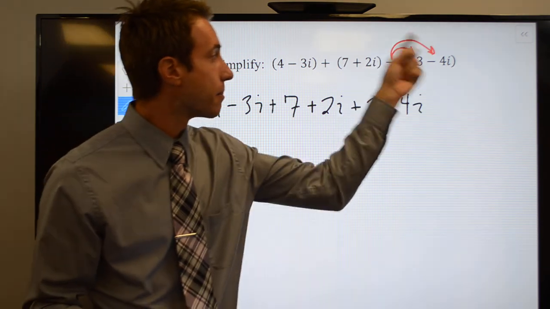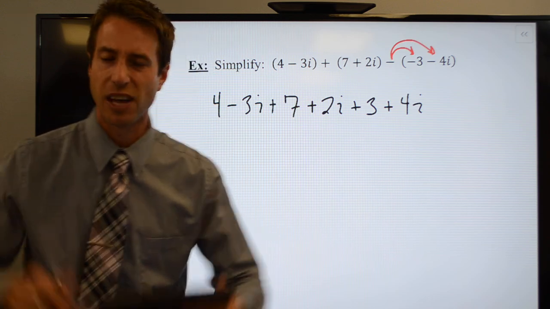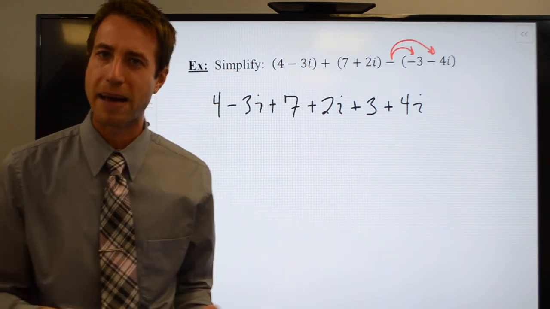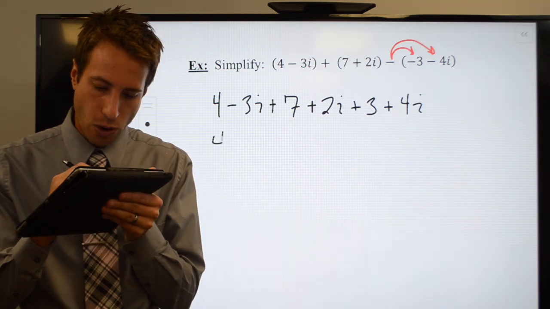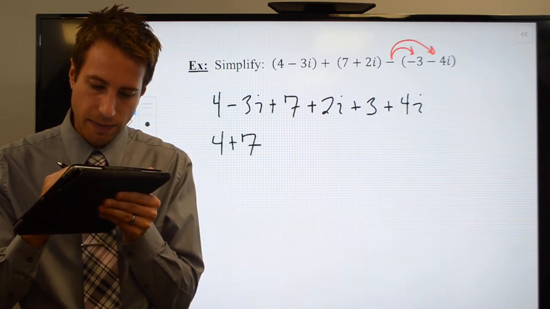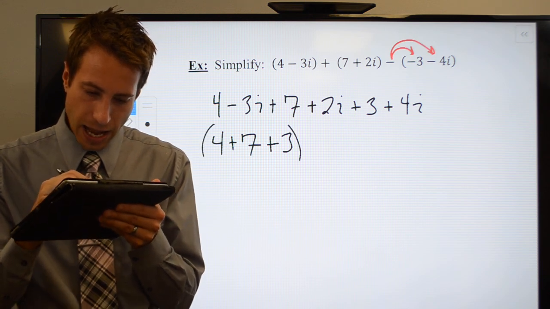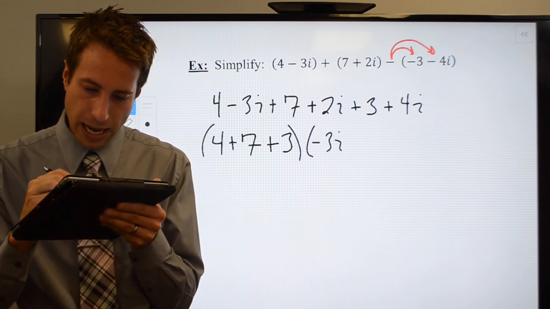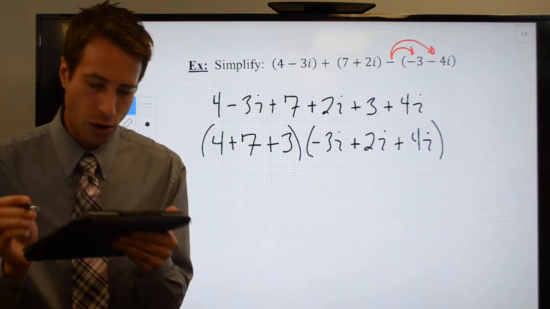Right? Distribute that minus sign. Negative times a negative is going to be positive, and negative times a negative is also going to be positive. Let's put the real parts together and put the imaginary parts together since I've got a couple of them. I'm going to have 4 plus 7 plus 3. Those are my real parts. And then I'm going to have a negative 3i plus 2i plus 4i. Those are all my imaginary parts.